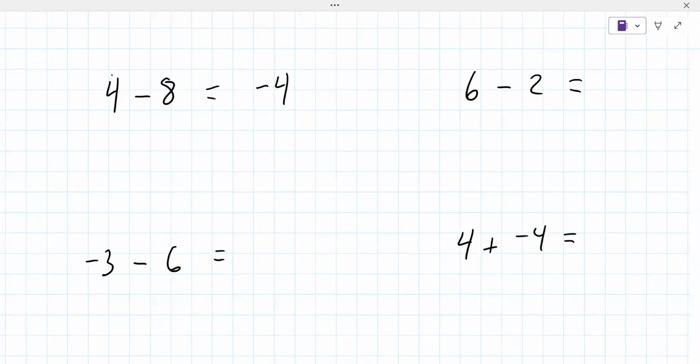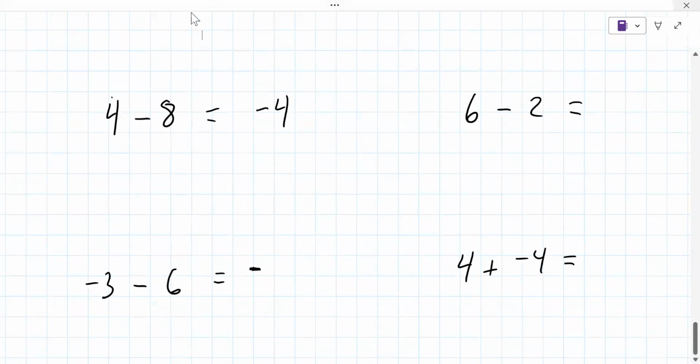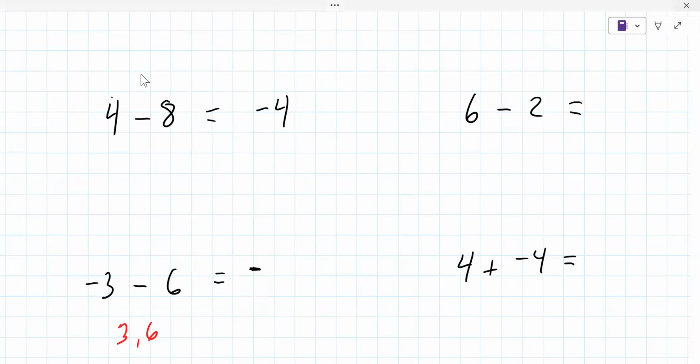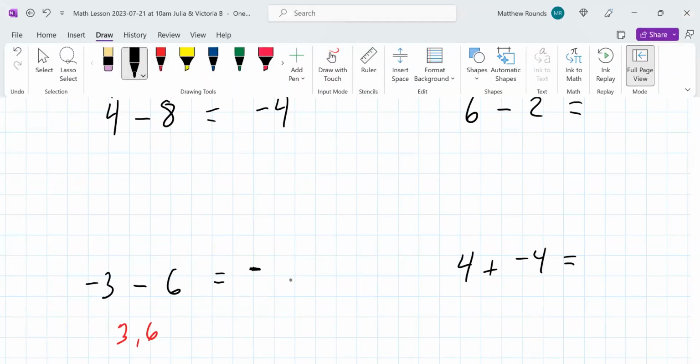Nope. What's the rule for same sign? I agree, the answer is negative, but what's the rule for same sign? What do you do after you keep the sign? You add them without the signs. So you look at this as 3 and 6. Oh, okay, would it be -9? Yes.